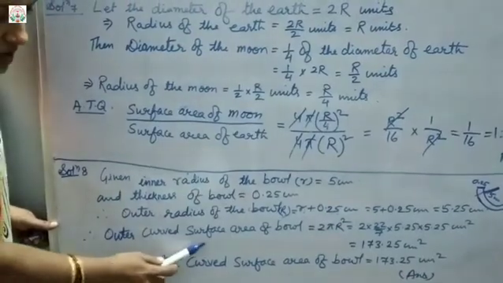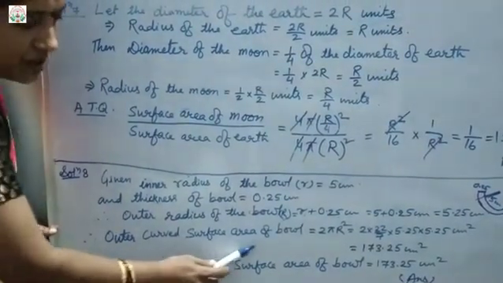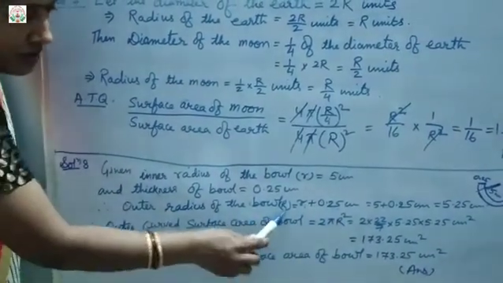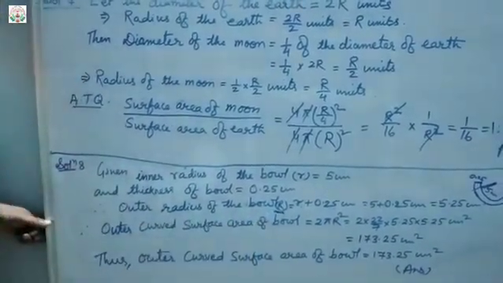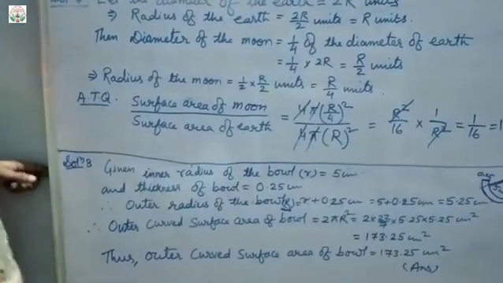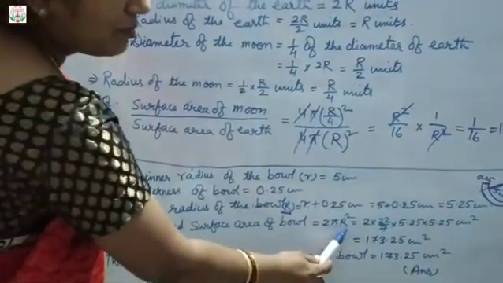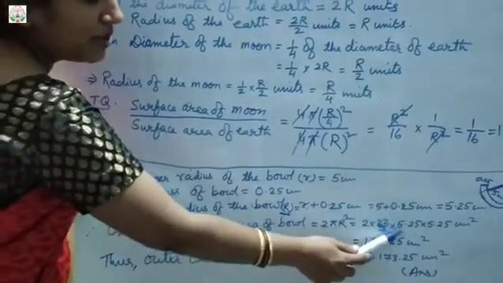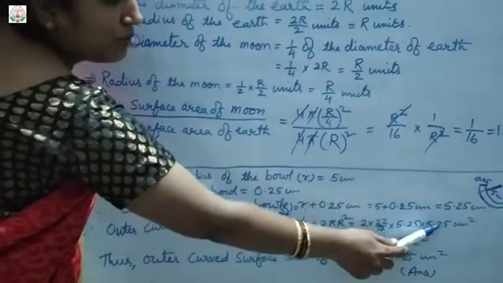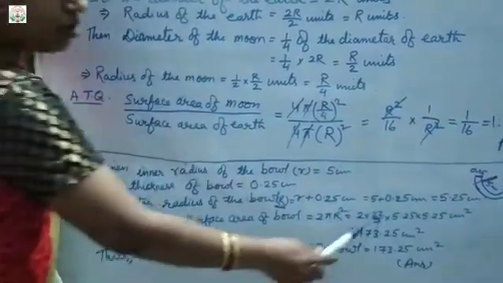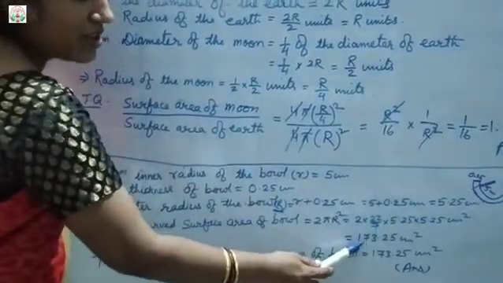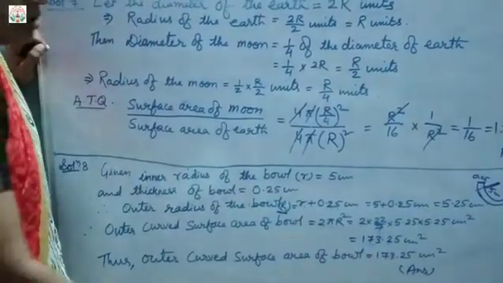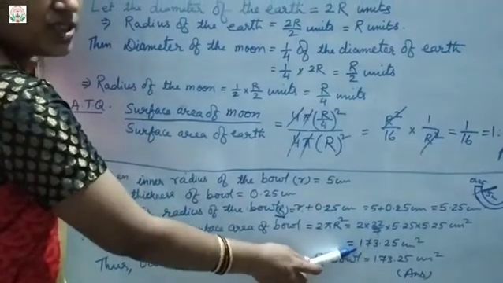Now outer curved surface area of the ball equals 2 pi capital R square, because outer radius is capital R. So it will be 2 pi capital R square. Now put the values, that is 2 into 22 upon 7 into 5.25 into 5.25 cm square. On simplification of this, what you will get? That is 173 upon 0.25 cm square. So on simplification, how much is it?